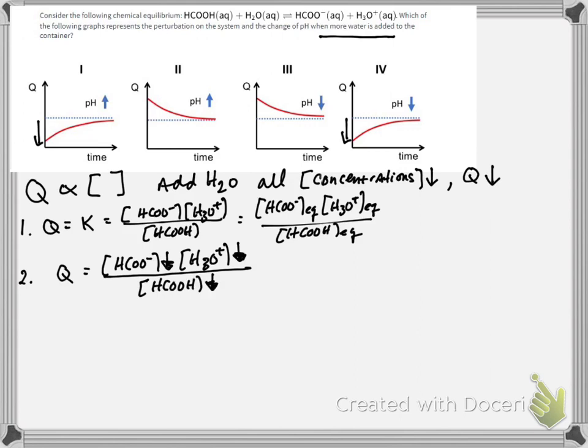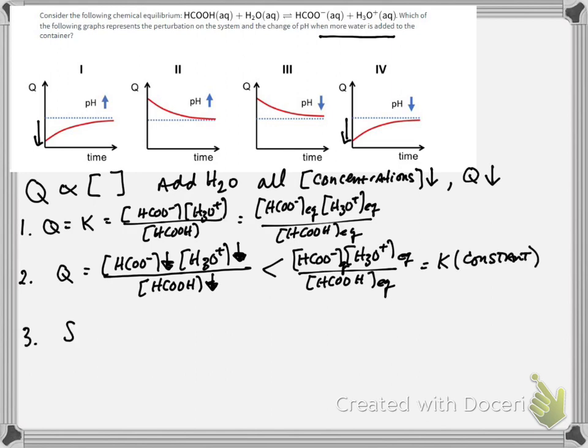Right, so HCOO minus goes down, H3O plus goes down, HCOOH goes down. And now this is much lower than its initial value, which was K equals Q, the equilibrium values. And so since Q is low, we're going to get a shift to reestablish equilibrium. So Q must increase to match K.